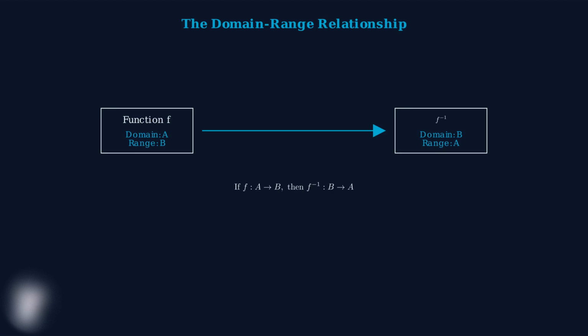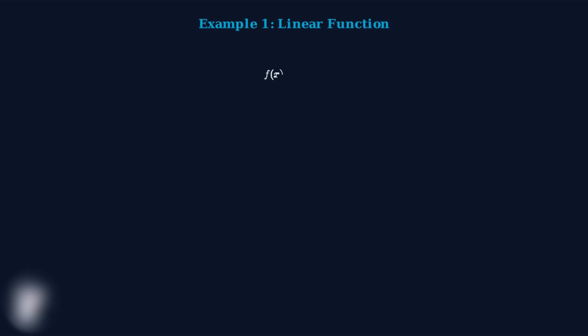This is why we say the domain and range swap places. For our first example, consider the linear function f of x equals 2x plus 1. This function is defined for all real numbers. The domain of f is all real numbers, since we can input any real number. The range is also all real numbers, since the linear function can output any real value.